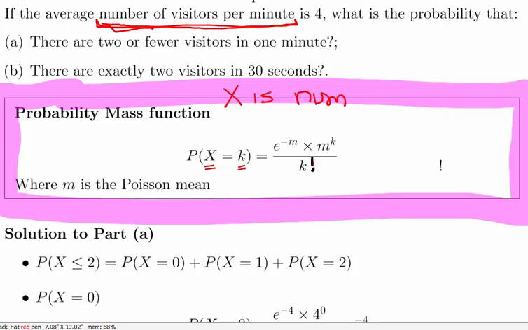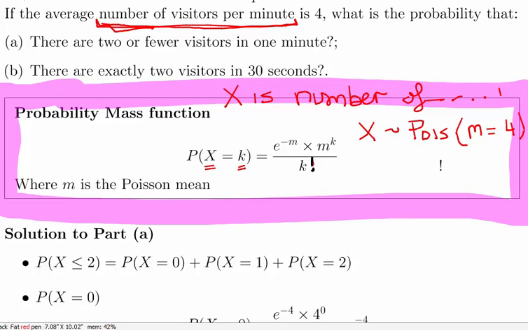You would also say that x is Poisson with m equal to 4.